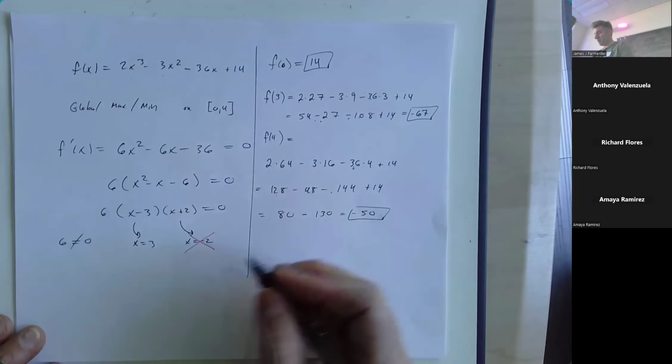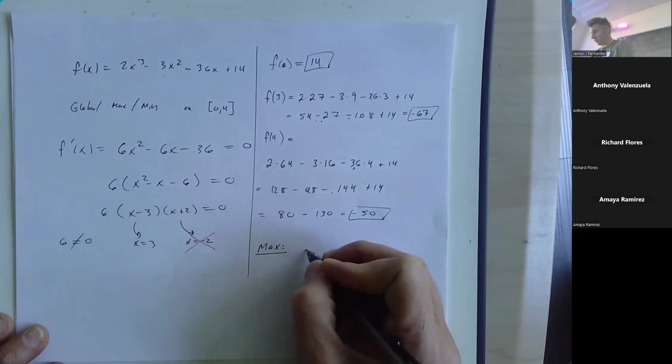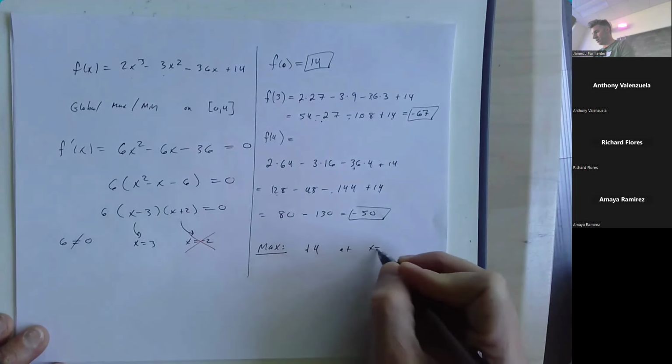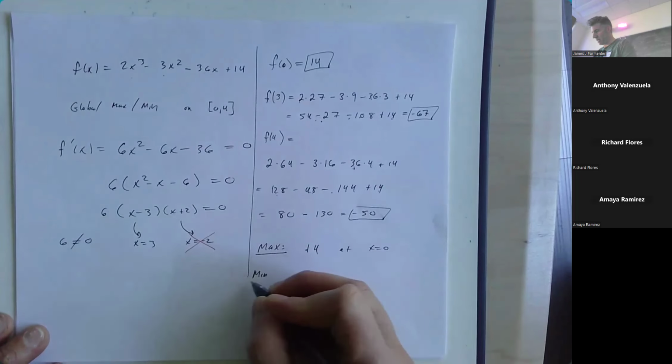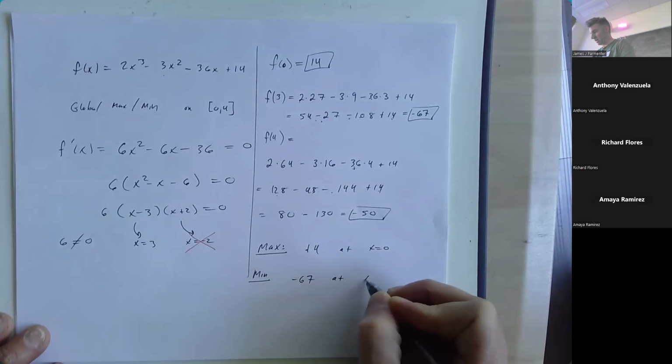So the absolute max is 14, and it occurs at x equal to 0. The absolute minimum is negative 67, and it occurs at x equal to 3.